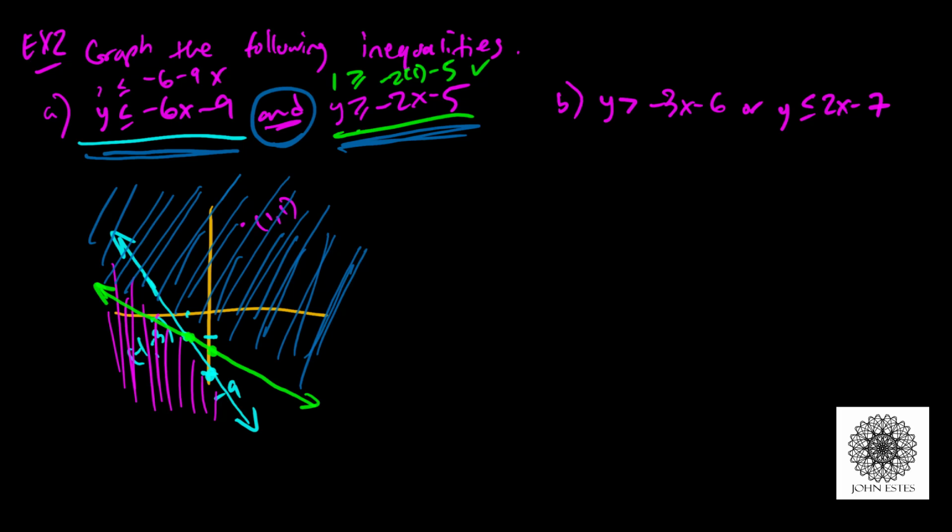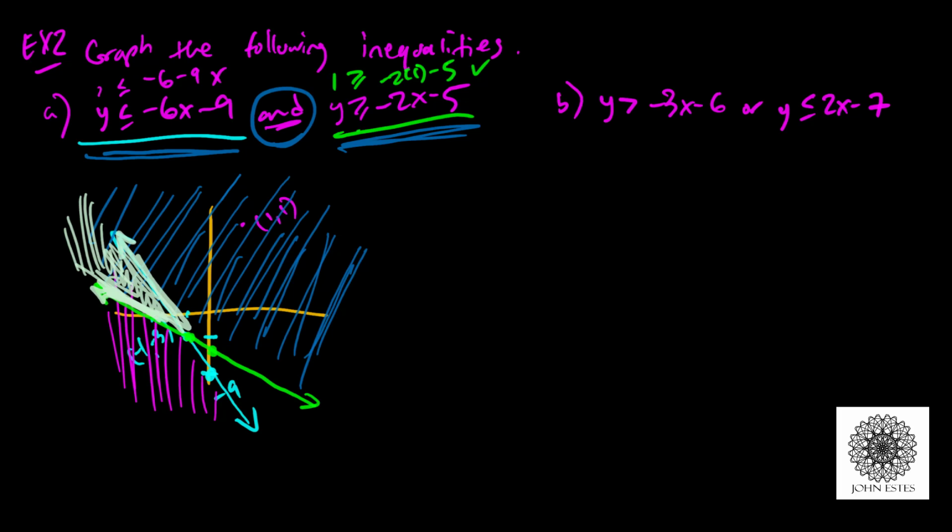And if you notice, this little triangle wedge area here, which is actually extended out infinitely long in this direction, is the region that is both purple and blue. That is the "and" solution to this inequality. So let's look at part B.